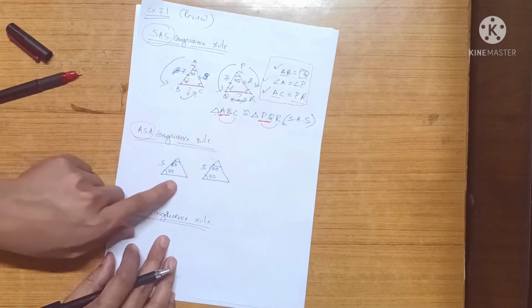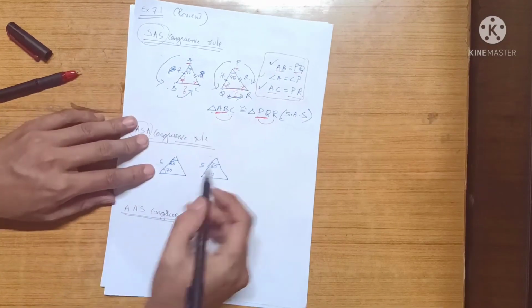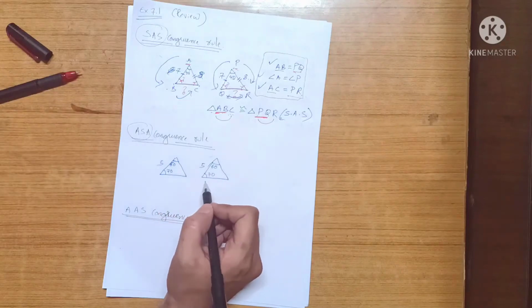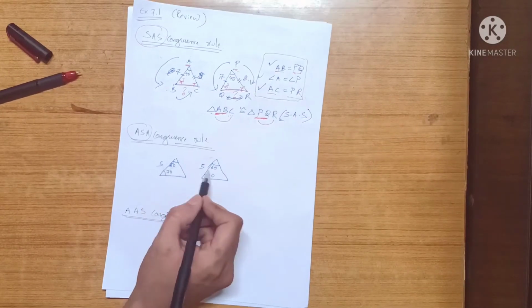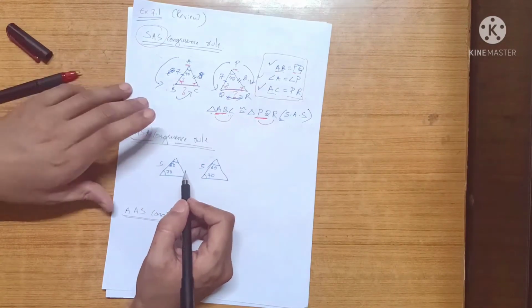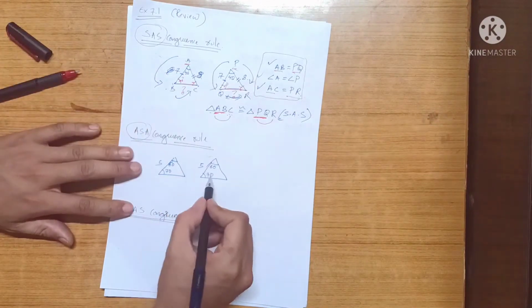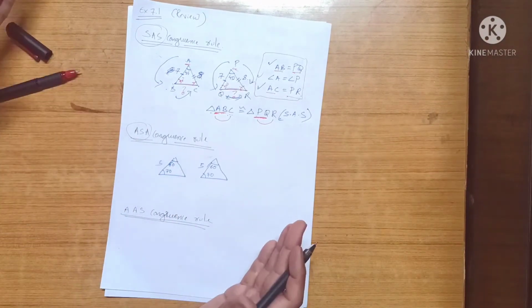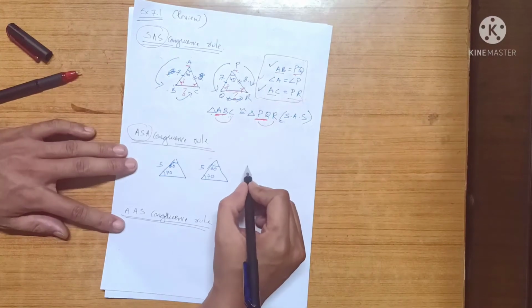See, if you have two triangles like this where two of their angles are equal and this one side is also equal, you can say that these two triangles are also exactly the same. Got it? It's exactly the same.